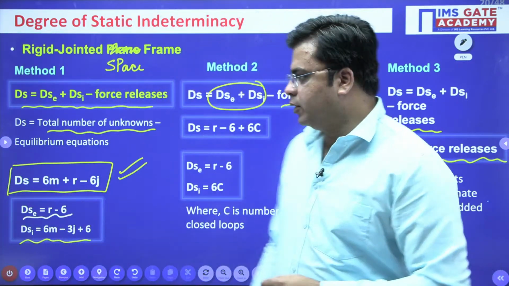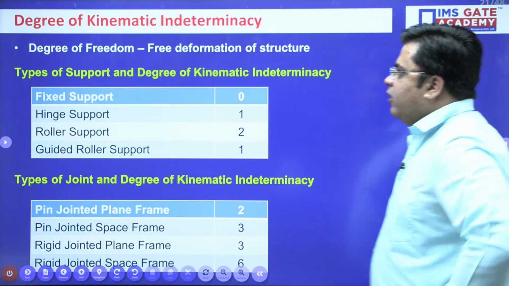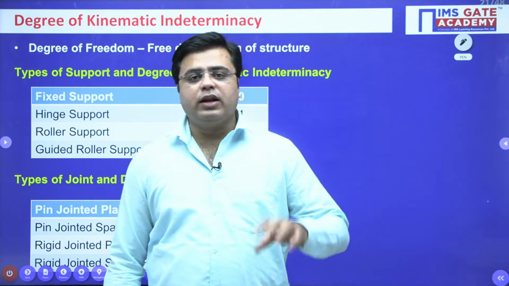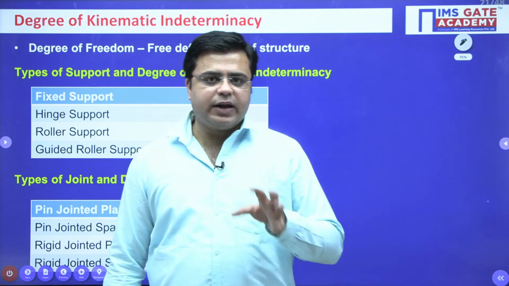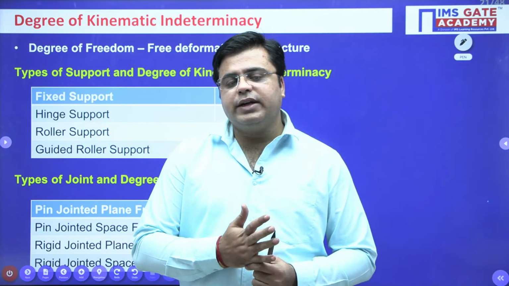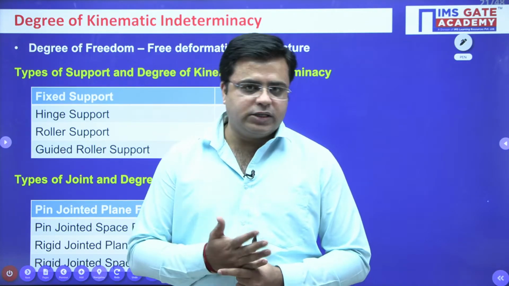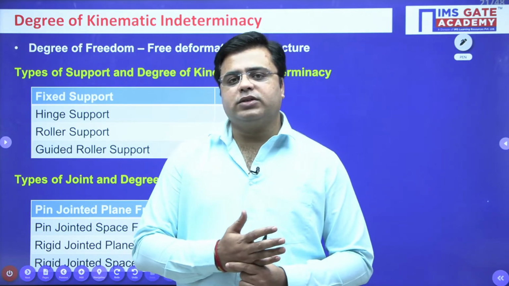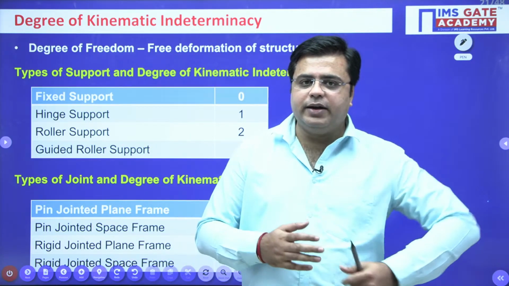Okay, moving on with this. Next is the degree of kinematic indeterminacy. First, we talked about calculating the total number of unknown reactions, and the extra number of equations required to calculate the unknown reactions are calculated using the degree of static indeterminacy. When we talk about deformations, the total number of unknown deformations that can happen in the structure can be determined using the degree of kinematic indeterminacy.